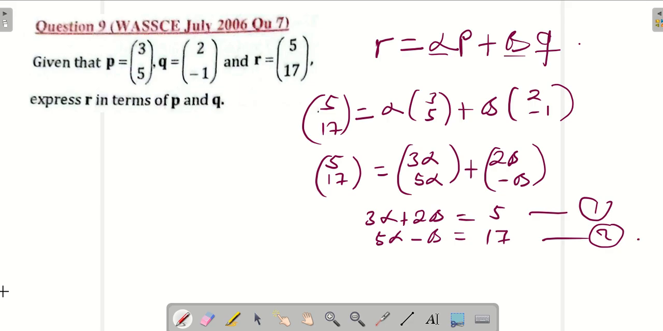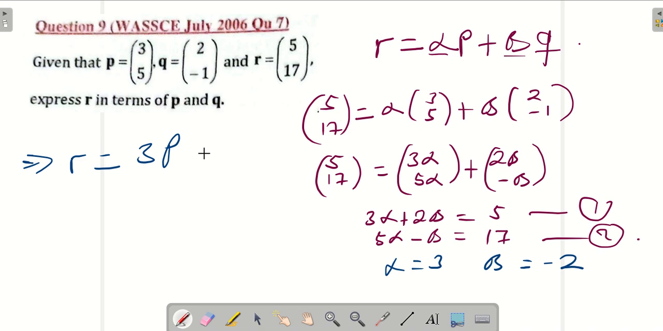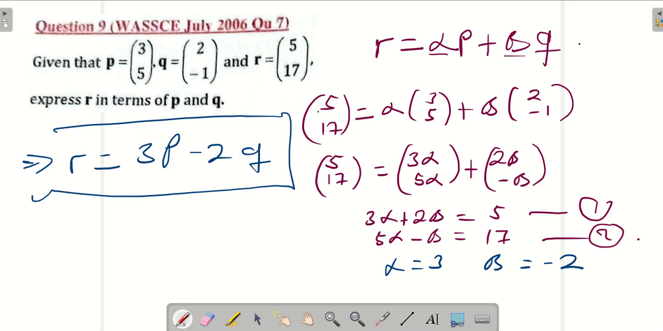You can solve for alpha and beta. Solve for alpha and beta for me. What is alpha? And beta is what? Minus what? Okay, so once you have gotten this, remember the question says we should express R in terms of P and Q. So this implies that R is equal to alpha, which is 3P, then beta, which is minus 2Q. And that is the final answer. So we have expressed R in terms of P and Q. That's very simple. Is that right? Good.